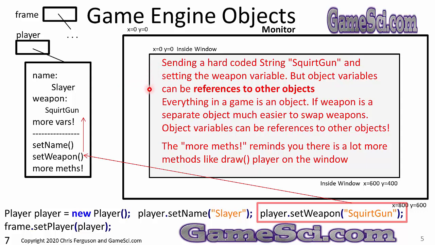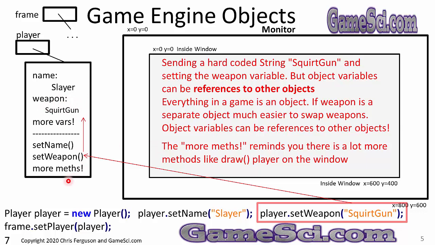But object variables can be references to other objects. Everything in the game is an object. That's what game engines do. Everything you put on the screen is an object. If weapon is a separate object, it would be much easier to swap weapons. Object variables can be references to other objects. What I'm trying to say here is this doesn't have to be a string. What if this was a weapon object and I sent it to there and this was a weapon object variable?